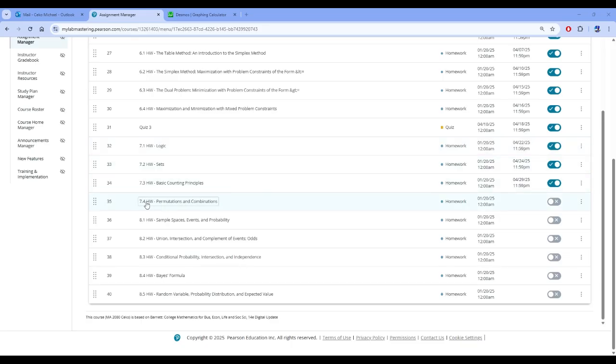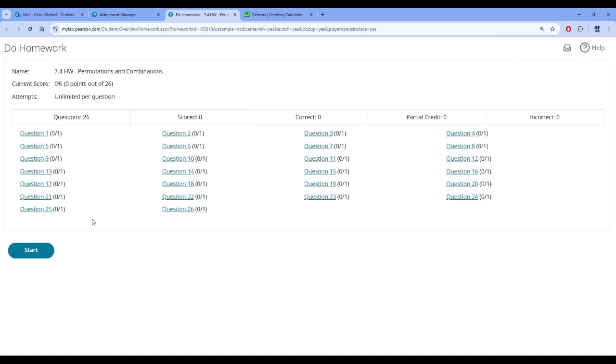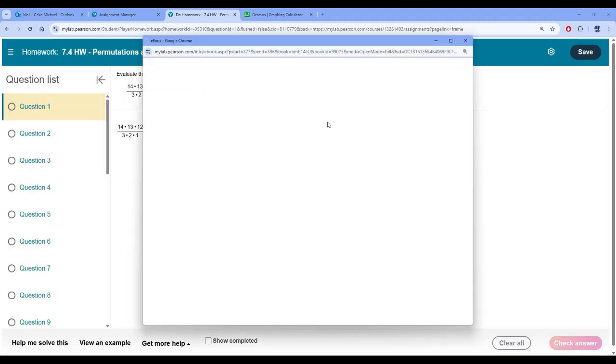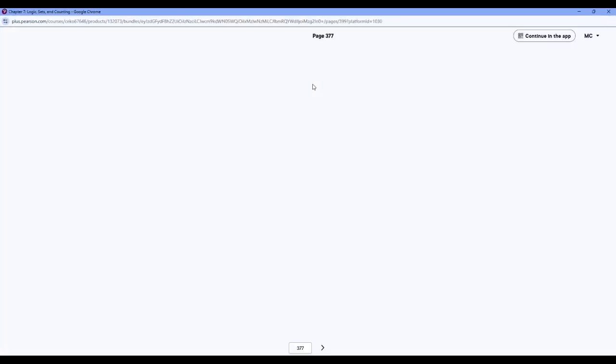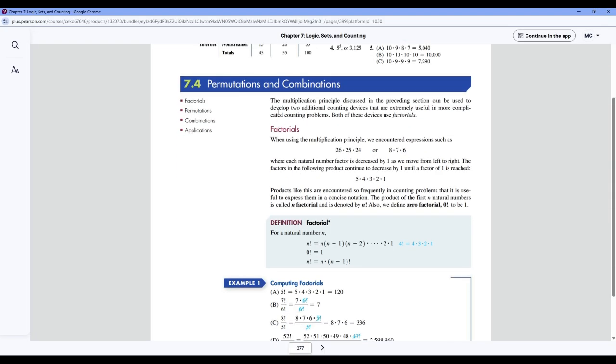Today's lesson, 7.4, Permutations and Combinations. So let's go ahead and take a look at this chapter. We have 26 questions and a textbook. All right, so permutations and combinations. In this chapter, we're going to deal with factorial.